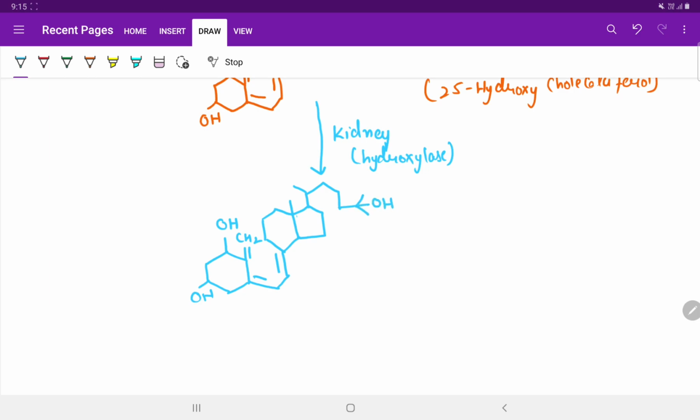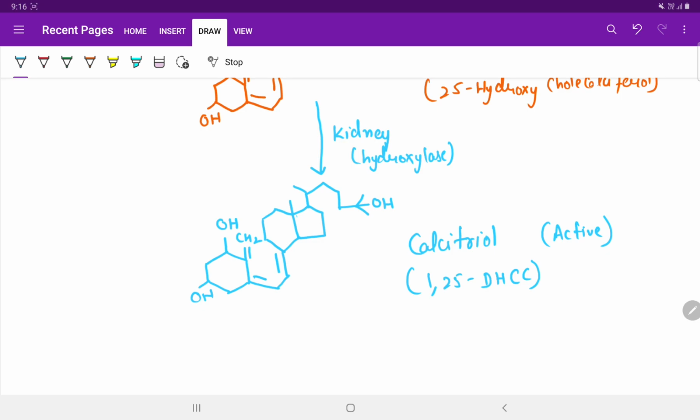Now it contains the 3 OH groups, and this is known as calcitriol, or 1,25-dihydroxycholecalciferol. So this was the formation of the active form of vitamin D, known as calcitriol. So this is the active form of vitamin D, calcitriol.